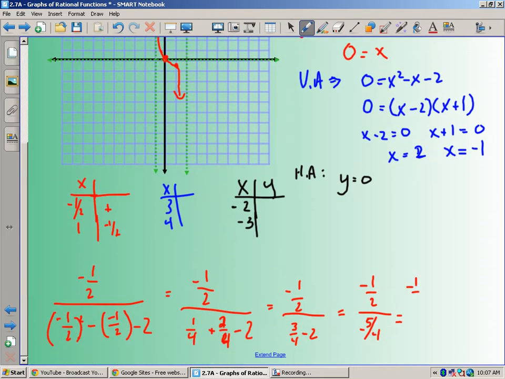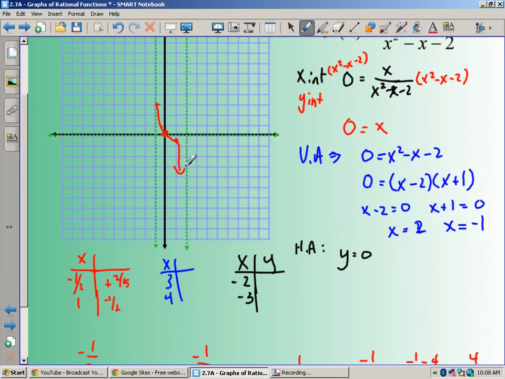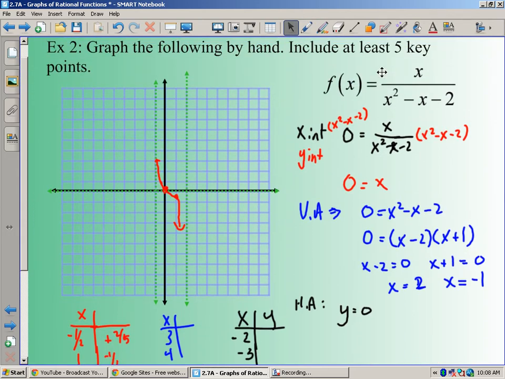And so you can see I end up with 4 over 10 as my number, which reduces to 2/5. It's positive 2/5 in there. And so that's kind of where my point is, and that's kind of a sketch of that graph. If I put 3 into this function, I get 3 over 9 minus 3, which is 6, minus 2. So I end up with 3 over 4.